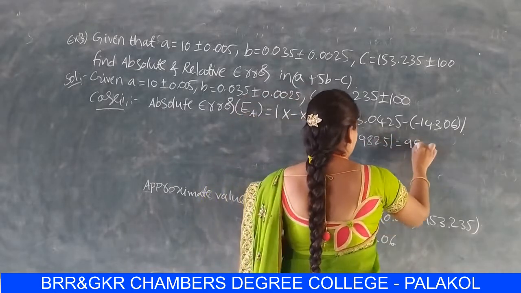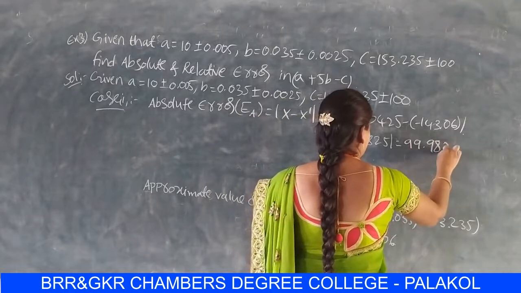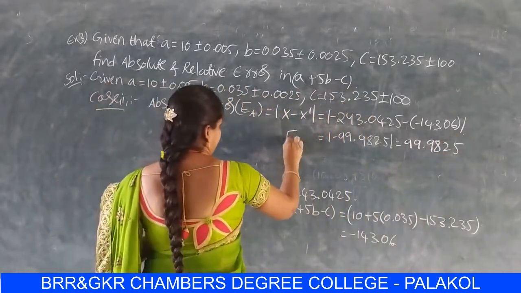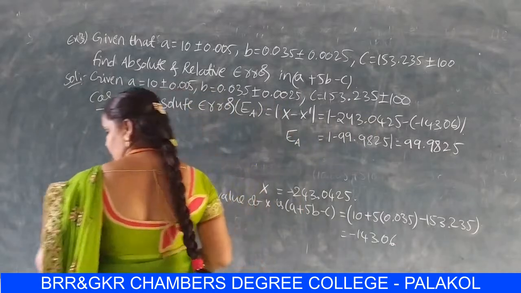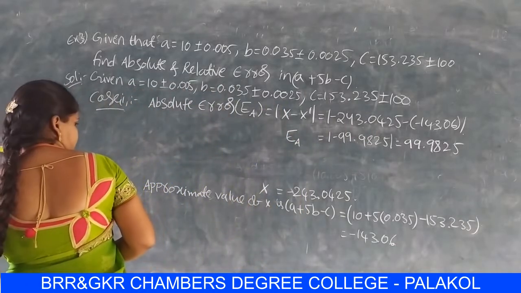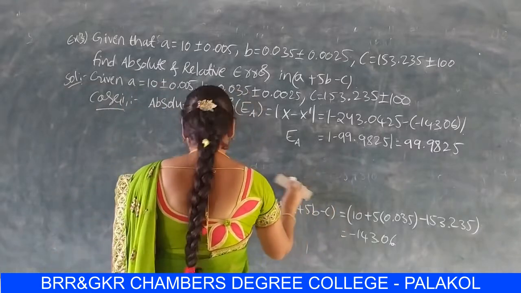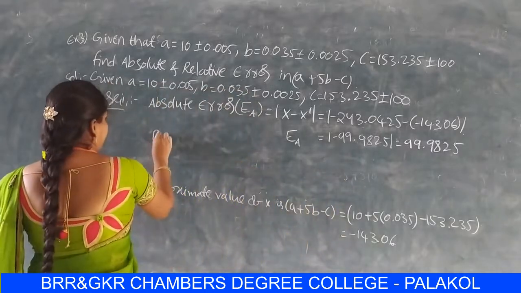Now 99.9825, so this is called the absolute error. So next we find out the relative error.